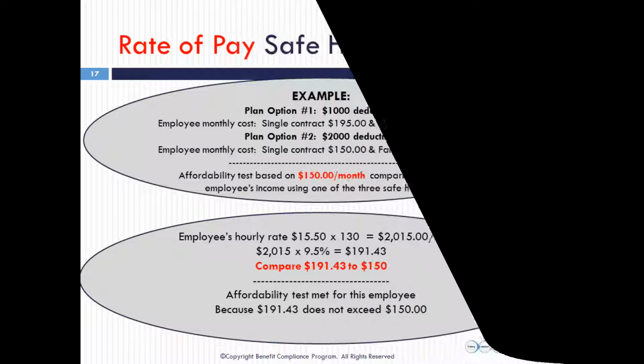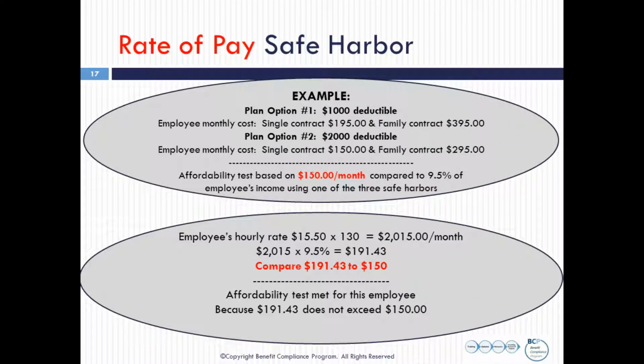And if the premium contribution does not exceed 9.5%, you will meet affordability for that employee for that month. So the example here for the rate of pay, using the same top piece, that $150 per month, this employee makes $1,550. Apply the 130 hours, we get the monthly times 9.5%, compare $191.43 to $150, affordability is met.